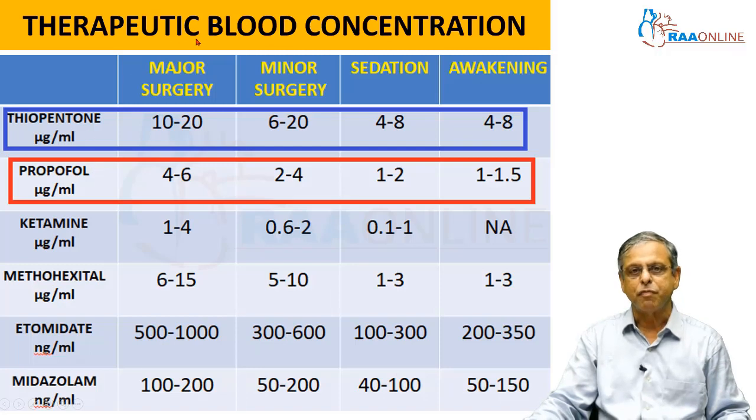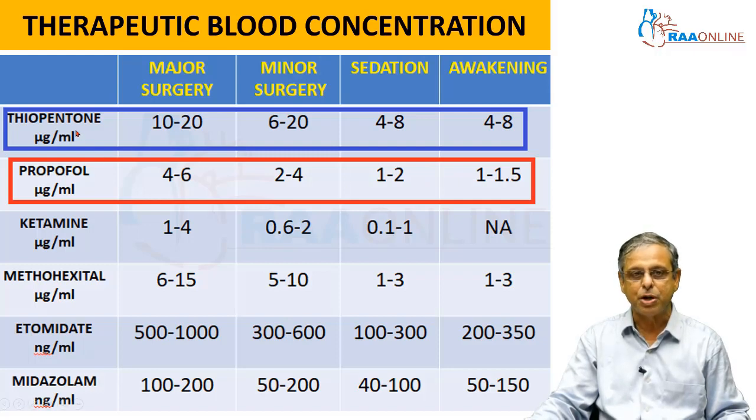The requirement of the drug in the blood to produce anesthesia is different for different surgeries. Taking propofol as an example, for a major surgery you need propofol about 4 to 6 microgram per ml in the blood. But for minor surgery it comes down to about 2 to 4 microgram per ml. For sedation it is 1 to 2 microgram per ml. And the patient will wake up only when the serum propofol concentration falls to about 1 microgram per ml.